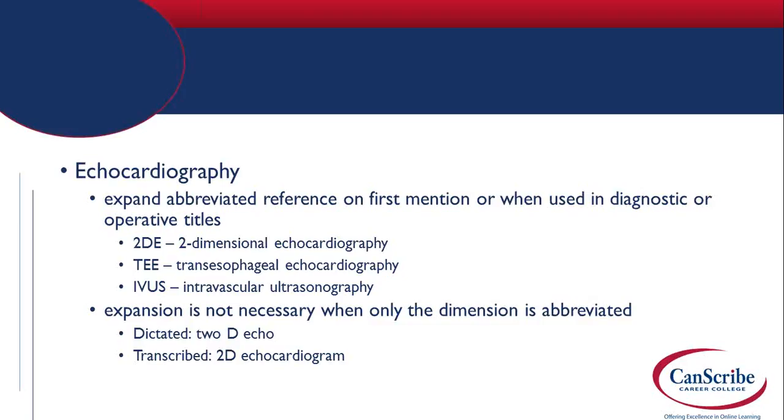If the dimension is abbreviated like the 2D, it's not necessary to expand it. You can just transcribe it as 2D echocardiogram. So if they dictate 2D echo, just use the abbreviation 2D.